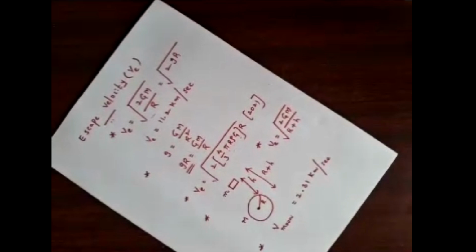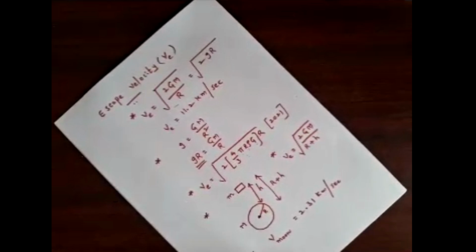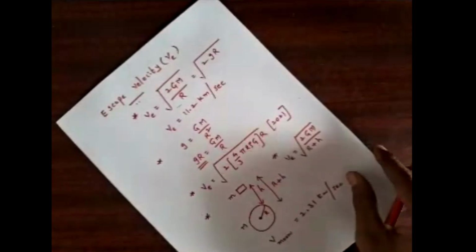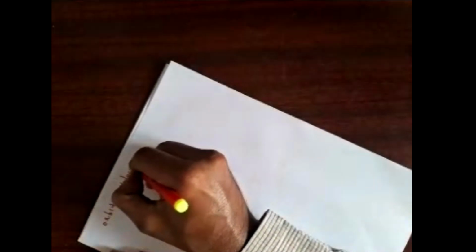This is about escape velocity, and based on this we have numericals, which I'll tell you later. And then, orbital velocity. What is the orbital velocity?